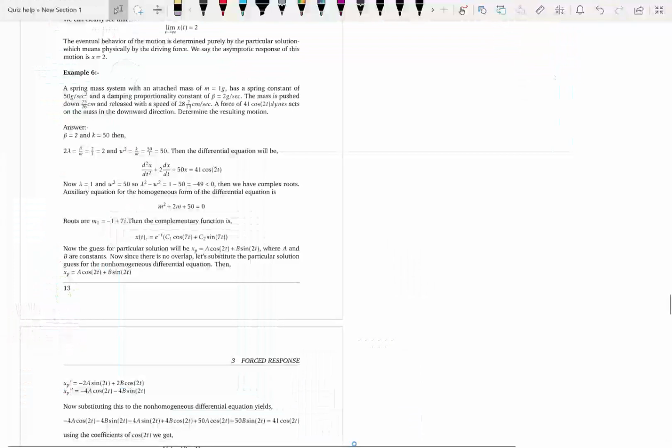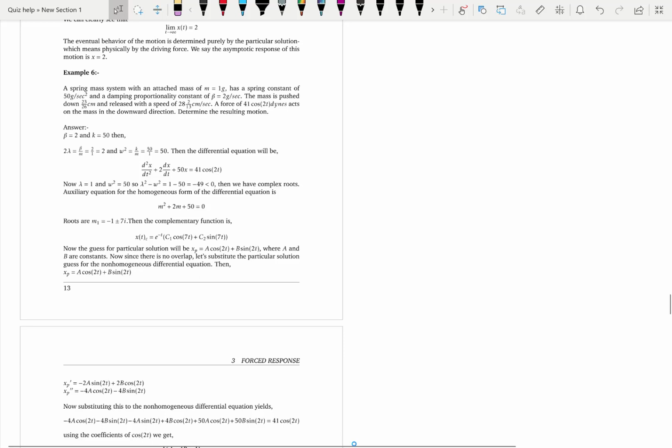All right, so let's look at another example of forced response. What happens when you have a forced response is you have this driving force and you have the damping, in this example and in the previous example too. When you have a non-homogeneity in the differential equation, you get a particular solution. So the eventual behavior of the spring mass system is represented by the particular solution. That means it is completely controlled by the driving force.